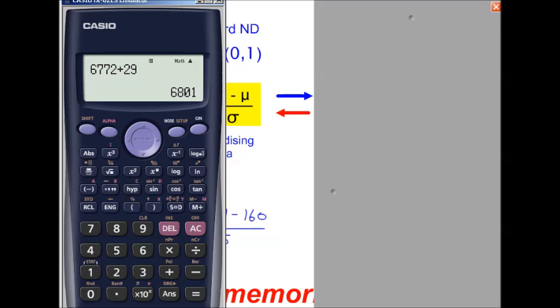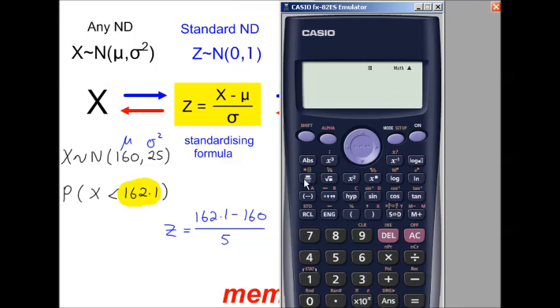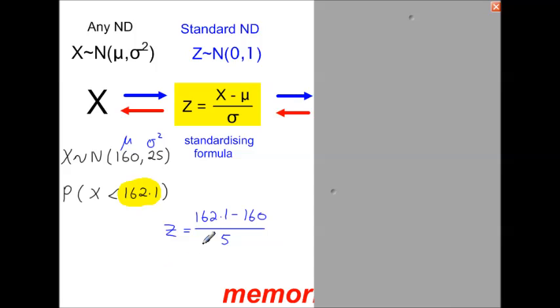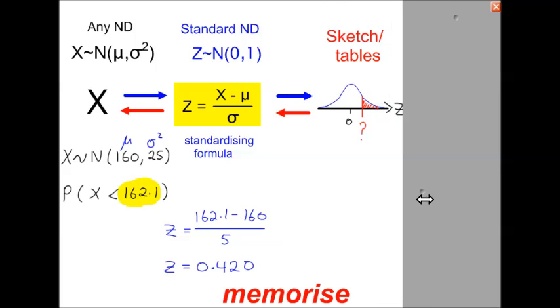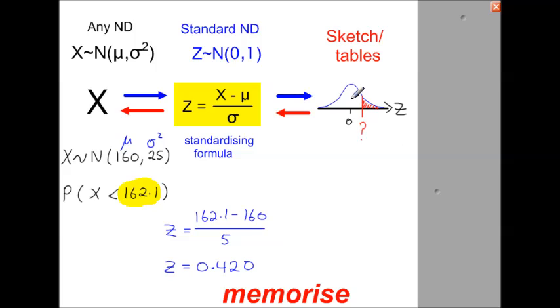So now using our calculator, 162.1 minus 160 divided by the standard deviation, and that gives this value, 0.42. And z should be rounded to three decimal places. So z is equal to 0.420. And then we go on to our next step, which is to do a sketch of the standard normal distribution representing z.